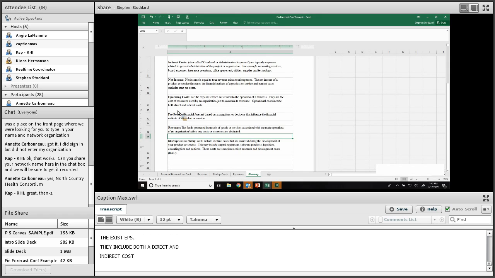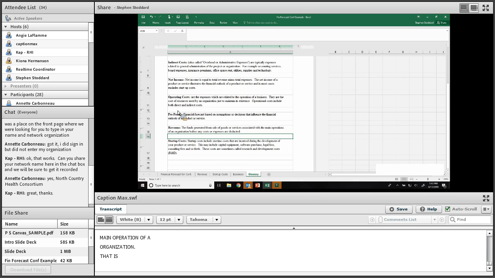We also have net income, and that is equal to total revenue minus total expenses. And that's really the goal of the financial outlook, is to get to that number, the net income number. Operating costs, these are the expenses that are related to the operation of a business, and they are the cost of resources used by an organization just to maintain its existence. So they include both direct and indirect costs.